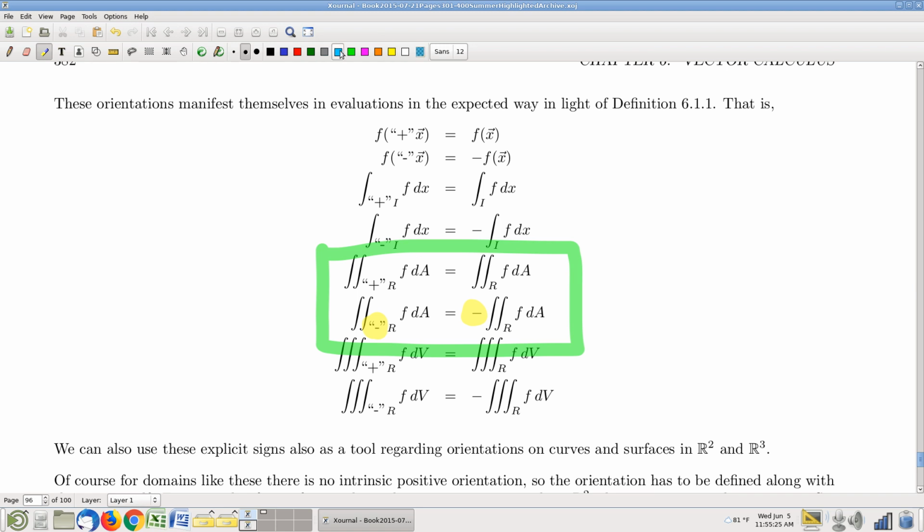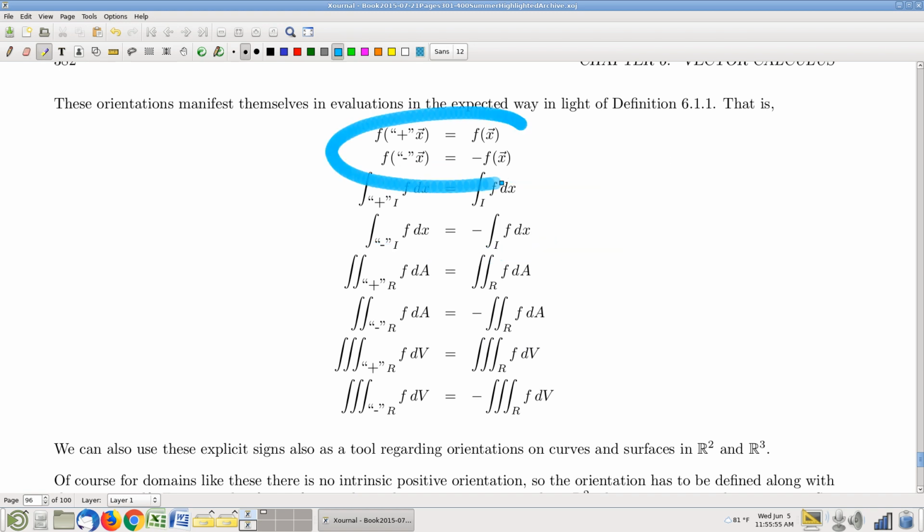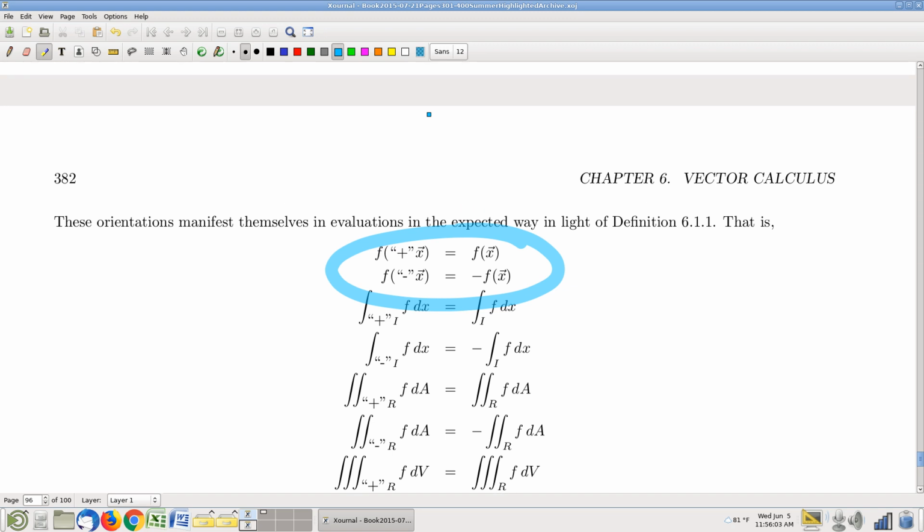So likewise, if you have a positive orientation on your two-dimensional region, all that means is that when you evaluate the double integral, multiply by positive 1. In other words, positive orientation is, you might say, the default. Okay, so likewise for triple integrals. Likewise for single variable integrals. Analogously, likewise for plugging points into functions.